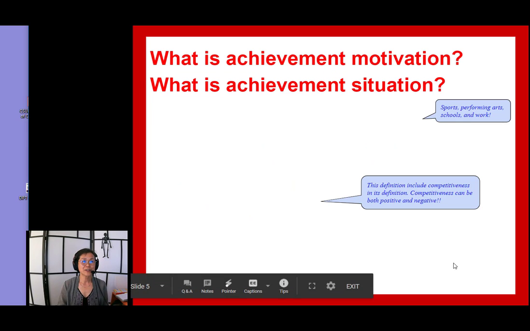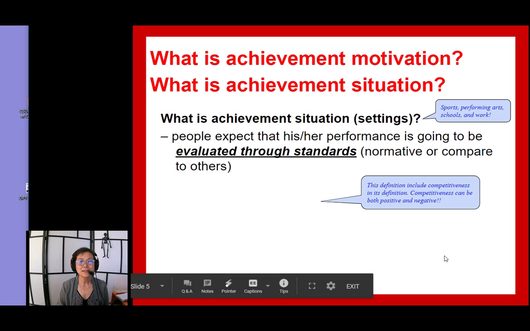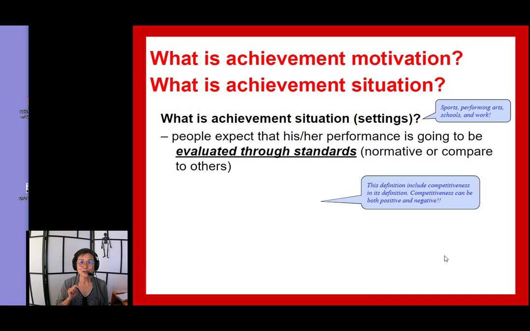What is achievement motivation and what is achievement setting? Let me start with achievement setting. What does that mean? Under achievement setting, people expect that his or her performance is going to be evaluated through normative standards or comparison to others. No matter what you do, it will be evaluated, it will be judged whether it's good or bad, or ranked even, based on a normative standard or by comparing to other people.